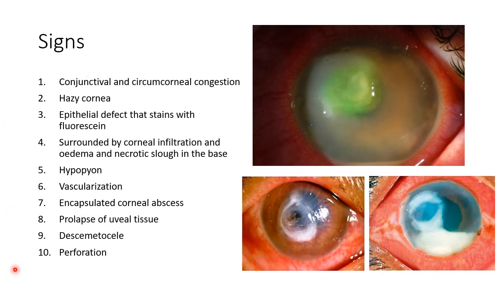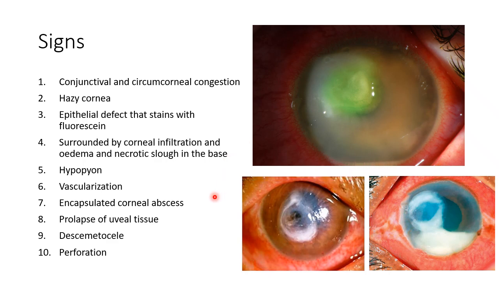Signs. Please remember these 10 signs of keratitis, any infective keratitis for that matter. So conjunctival and circumcorneal congestion, hazy cornea, why? Because of edema, epithelial defect that stains positively with fluorescein, surrounded by infiltration. So this green zone that you see is the fluorescein, and the little grayish or whitish zone around it is the infiltrate. Hypopyon, you can see a tiny streak of hypopyon. It is cut off in the picture slightly. So this is the hypopyon in the anterior chamber.